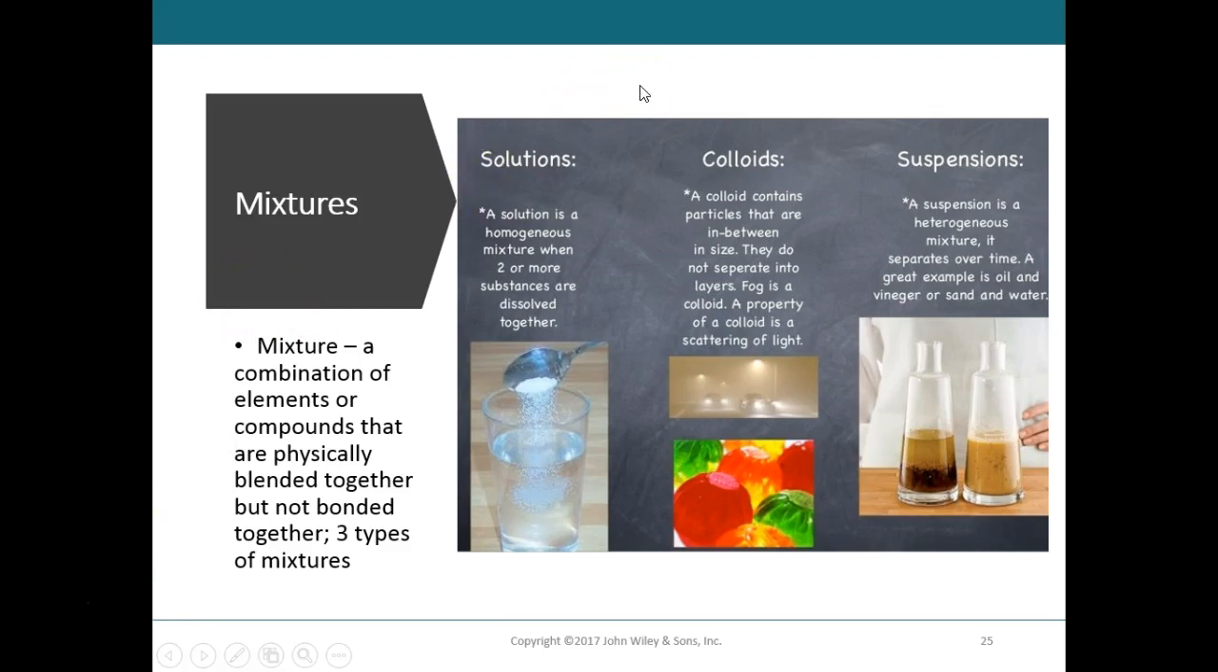Colloids, on the other hand, are very thick, so you can think of something like Jell-O or milk, where you've got large particles that are dispersed in the solution. And then we have suspensions, the third type of mixture. A suspension is something where part of the mixture will settle out. If you think about muddy water, if you leave muddy water sitting over a period of time, the mud, the dirt will settle to the bottom of the container. So the dirt was suspended in the water.